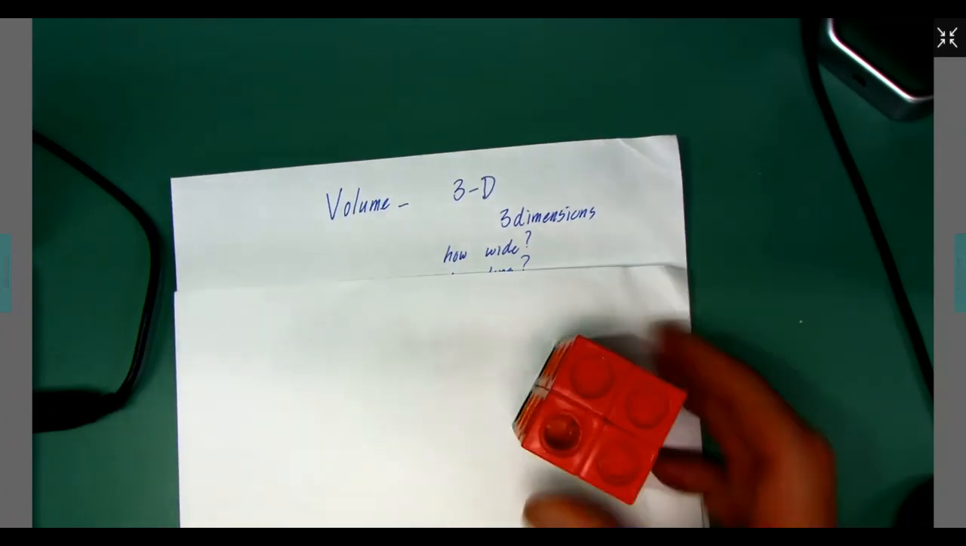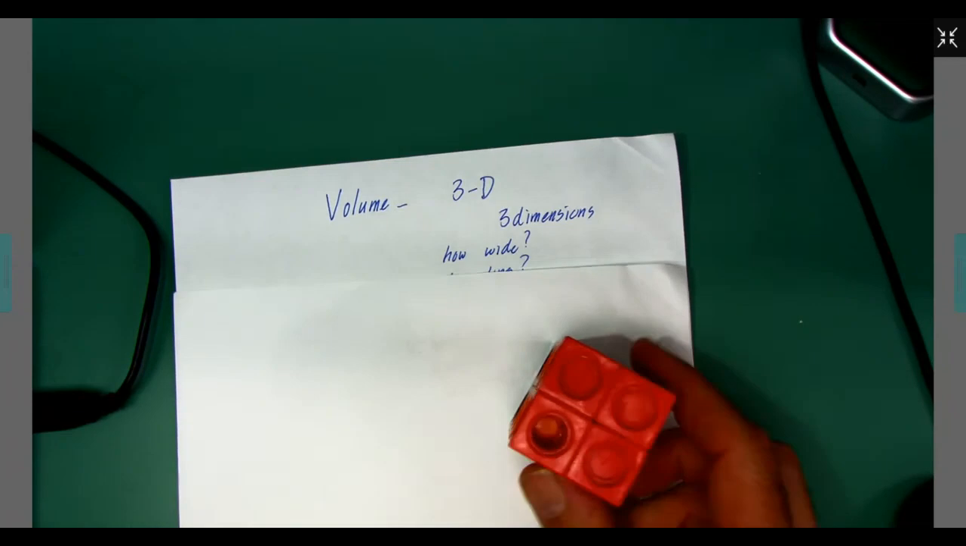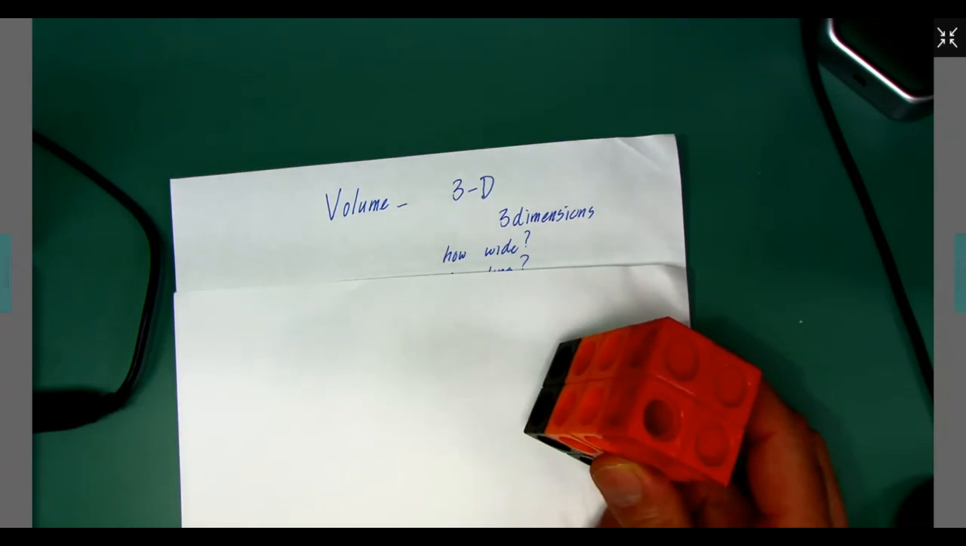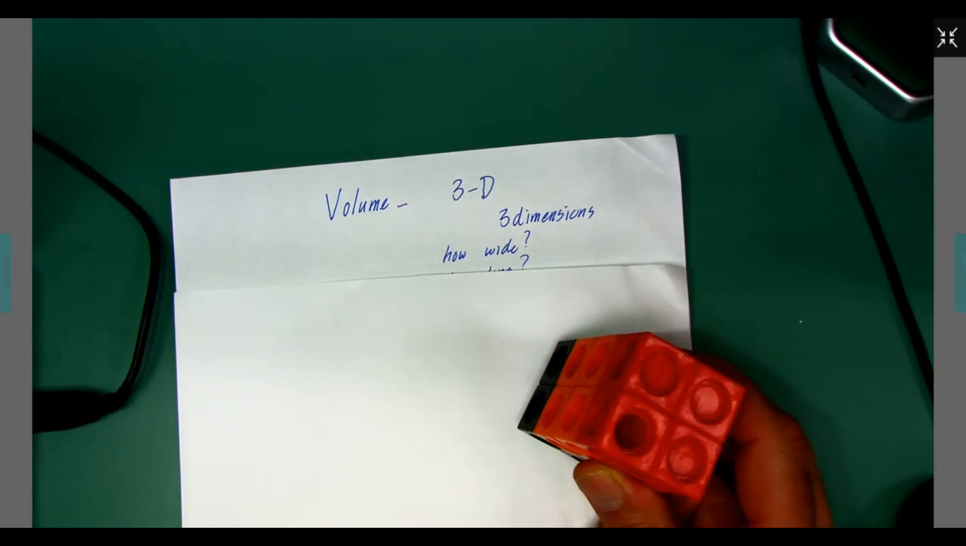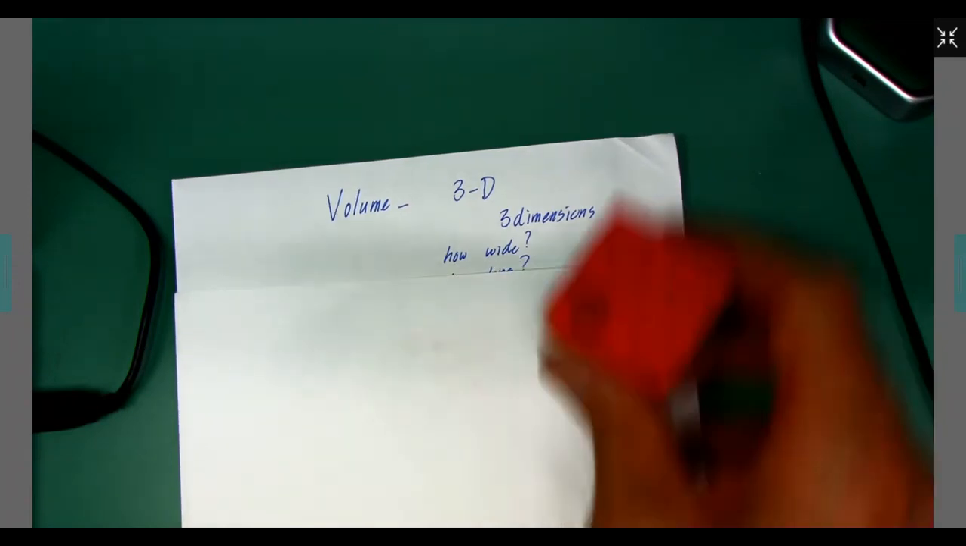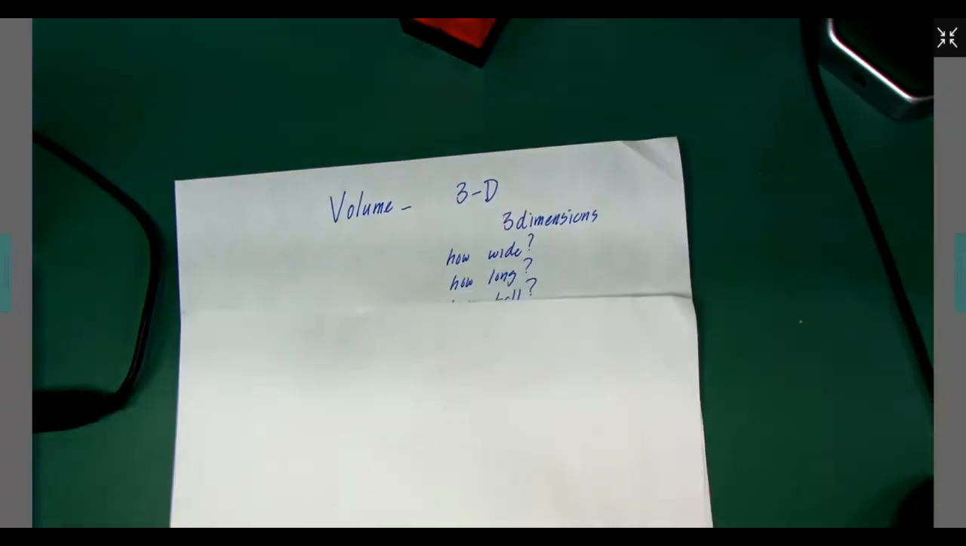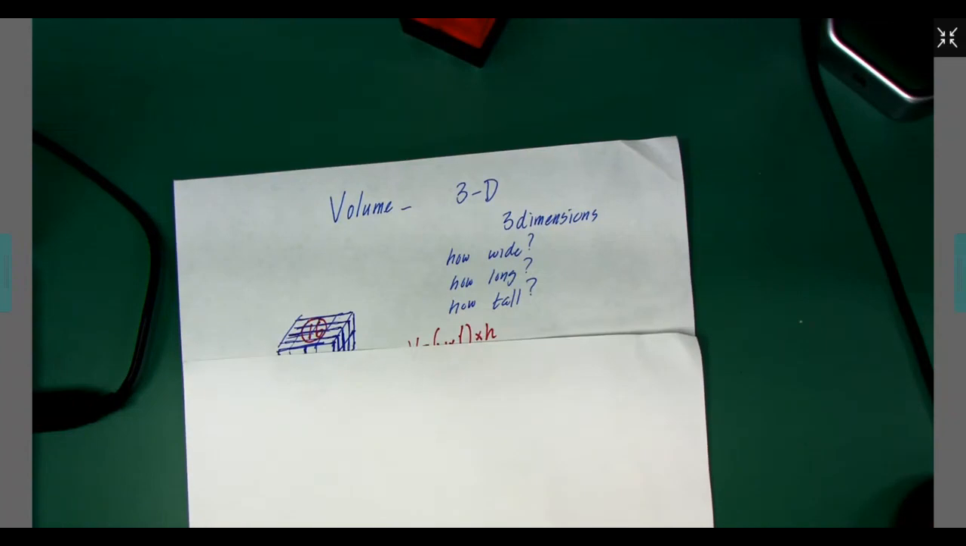Manhattan, New York City, 2 by 2, that's 4, but 4 stories tall, twice as tall. That's also going to get 16. It's the same, all right? 2 times 2 times 4 is the same as 4 times 2 times 2.